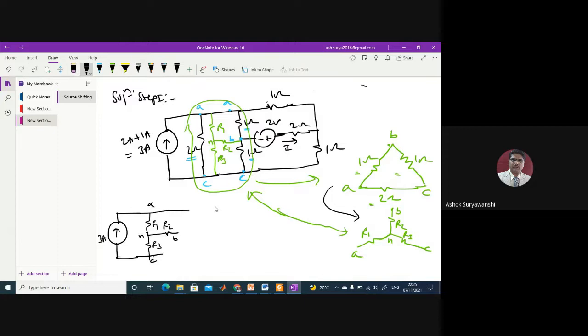And now this B point is connected to what? This middle branch: minus plus 2 volt, 2 ohm, our hero. And then this upper A point is connected to 1 ohm, and then on the right side it is 1 ohm, and this lower branch is connected to the 1 ohm. So this will be the simplified one right now.